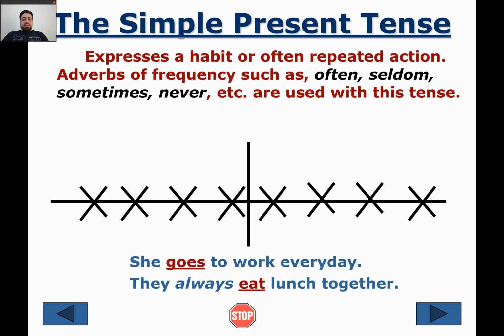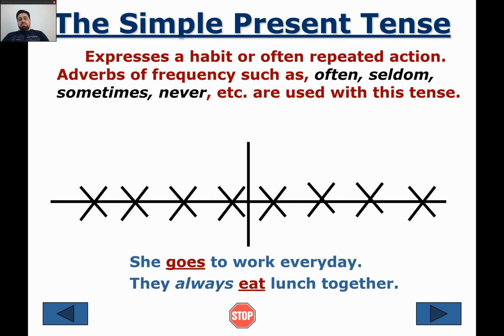For example, if we say, she goes to work every day, notice every day. So I'm telling you that this action is repeated every single day. This is how often it is repeated. All right. And they always eat lunch together. Here, I'm telling you that this action of eating lunch together always happens. That means all the time. They don't even skip one time. This is what the sentence means.